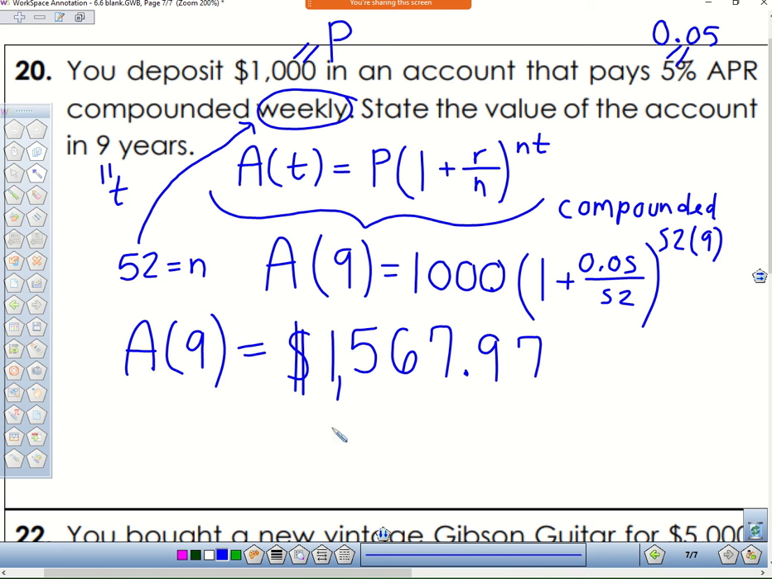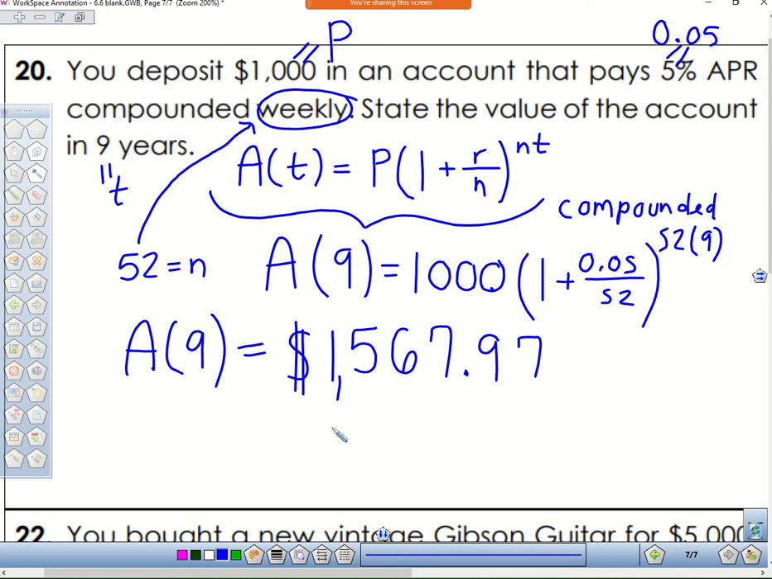Okay. So the first thing you're going to do is divide 0.05 by 52. So 0.05 divided by 52. And I get this. And then add 1 to that. And then you could have either multiplied ahead of time 52 times 9, or you can do power of parentheses 52 times 9. Oops, I just messed up. 0.05 divided by 52 plus 1 to the power of parentheses 52 times 9 close parentheses equals, times 1,000.